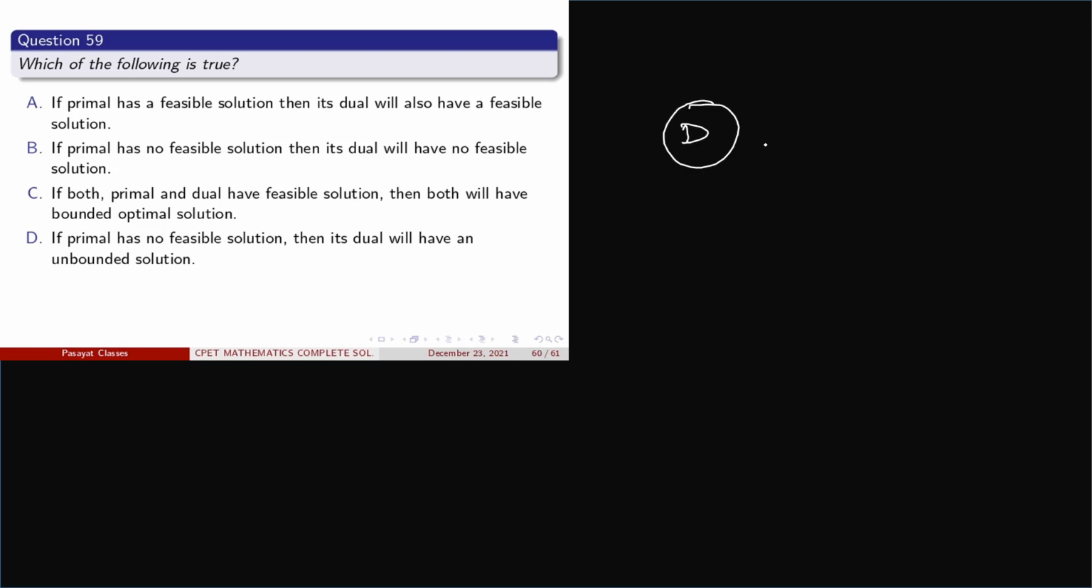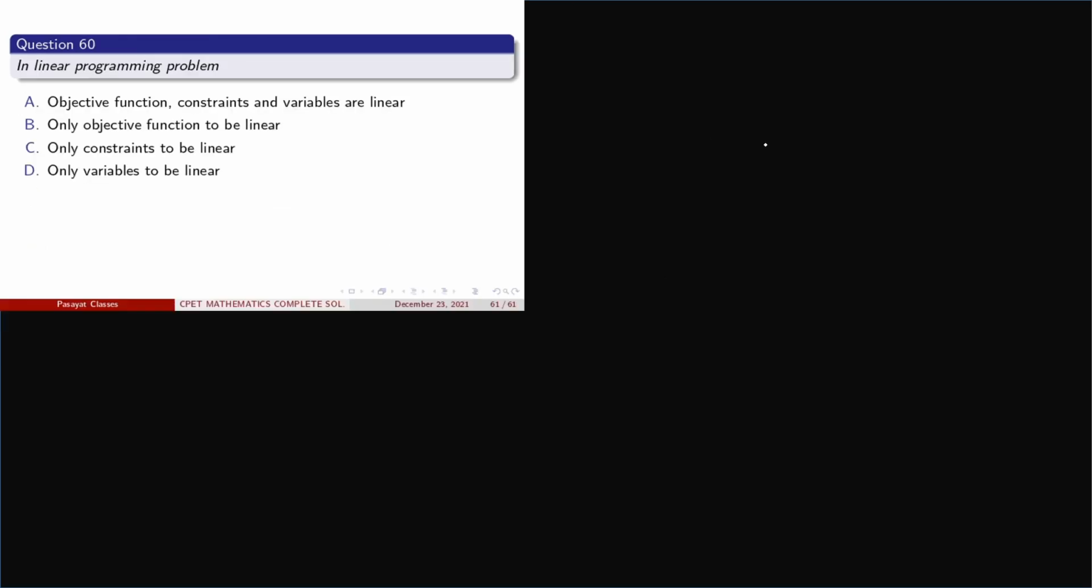Now come to another question. So here in a linear programming problem, option A says that objective function, constraints and variables are linear. Obviously, because this is the linear programming problem. So option A is correct. Now come to option B. Only objective function to be linear. No, this is not. Only constraints to be linear. No, this is also wrong. And only variables to be linear. No, this is also wrong. So here option A is correct, because in a linear programming problem, objective function, constraints and variables are all linear in nature.